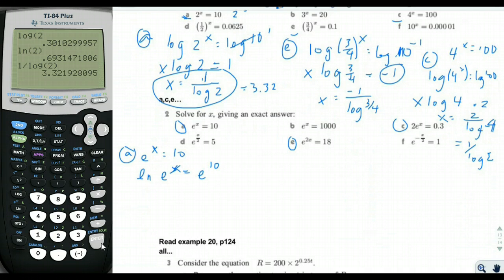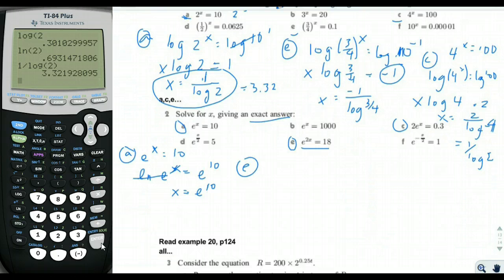So these cancel out. You get x equals 10. Okay. And that's the answer you want because it says to give an exact answer, not to put it in the calculator. Once you put it in the calculator, it's going to give you an approximate answer, and they want an exact answer here.